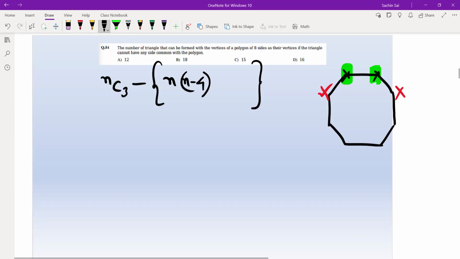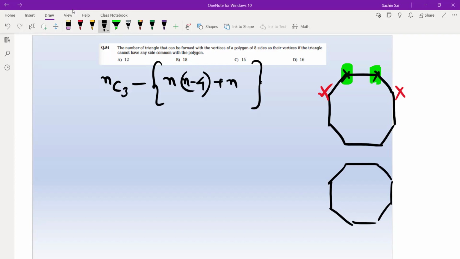Now, to make sure that exactly two sides are common, you have to pick three consecutive vertices, right? And the number of ways of doing that is also n because you can either pick 1, 2, and 3, or 2, 3, and 4, or 3, 4, and 5, and so on up to 8, 1, and 2, right? So this will be n. This is the solution for a general polygon with n sides. You can easily apply this to a polygon of 8 sides.